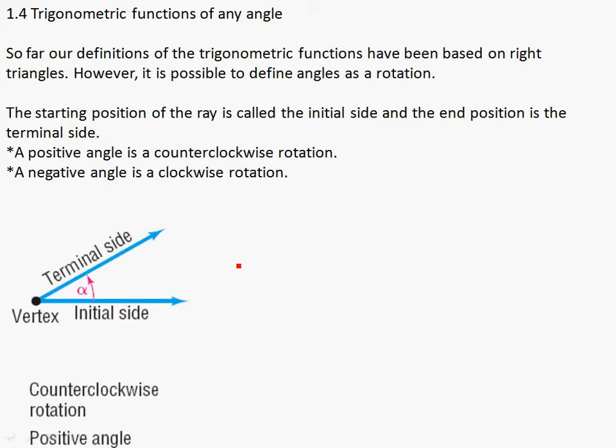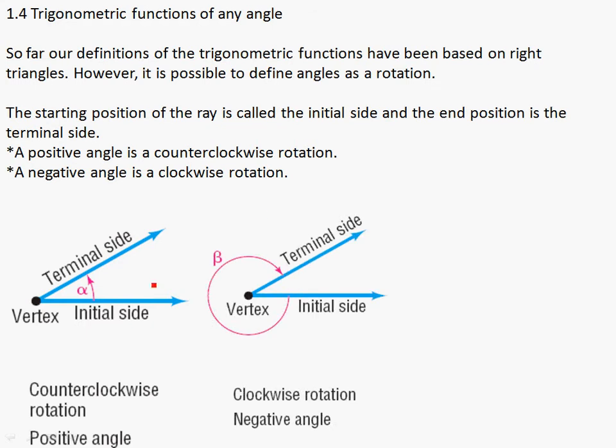So here's the picture of an angle. The starting position of the ray is called the initial side. A ray would be just a line that has an end on one side, and it continues. So here's the initial side. If we rotate this way, counterclockwise, we call that a positive angle. If we rotate this way, clockwise, we call that a negative rotation.